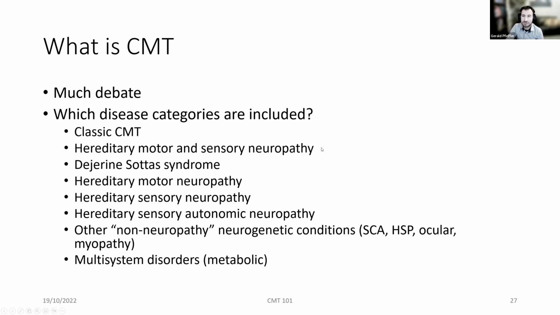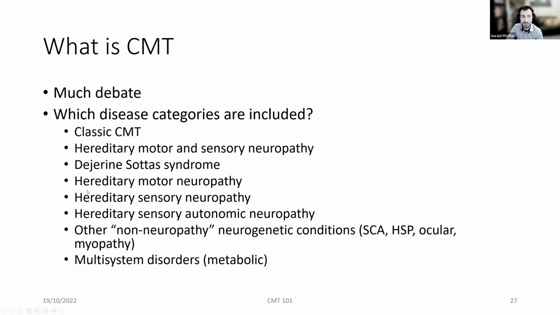But there are other conditions that don't have all the features of CMT, but still fit under a general category of hereditary motor and sensory neuropathy. Those probably also get included as CMT. And there's, of course, Dejerine-Sottas syndrome, which is a very severe early onset form of CMT. That probably also gets included as a form of CMT, because in general, the same genetic conditions that cause this syndrome can also cause CMT.